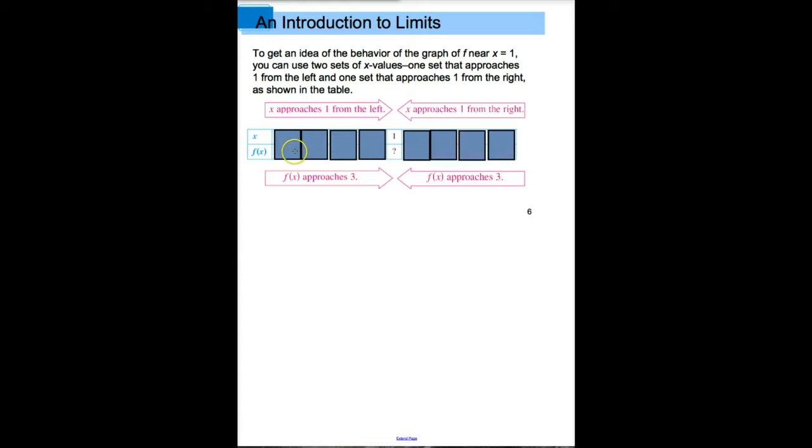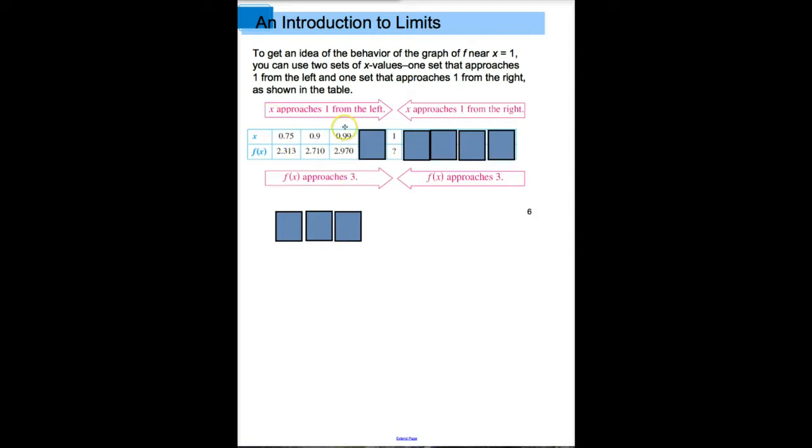So, for example, if we take a number like 0.75, that is to the left of 1, and we plug it into the function of x cubed minus 1 over x minus 1, you get 2.313. And as we get closer to 1, like we choose 0.9, and plug that in, the y value gets a little bit higher. If we plug 0.99 into x cubed minus 1 over x minus 1, we get 2.970.